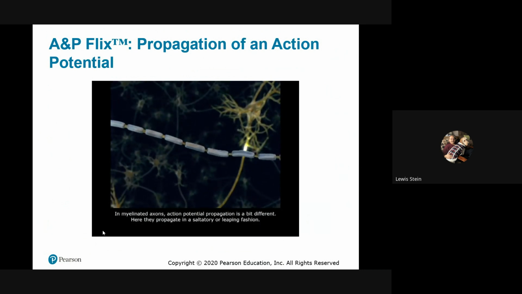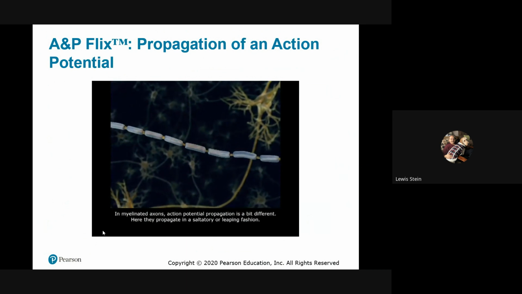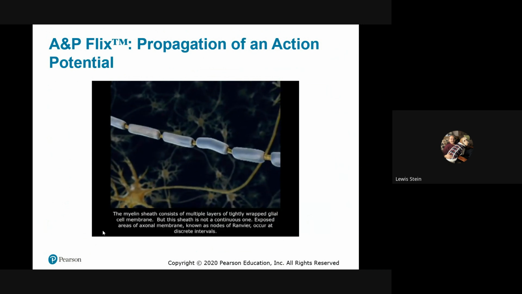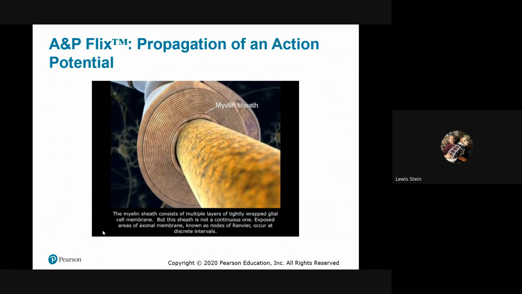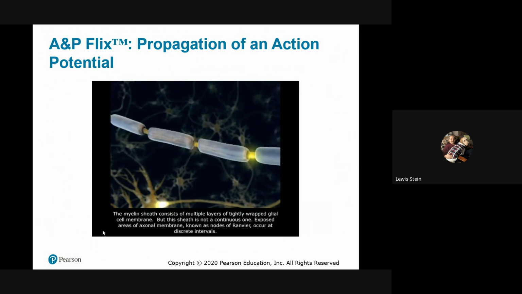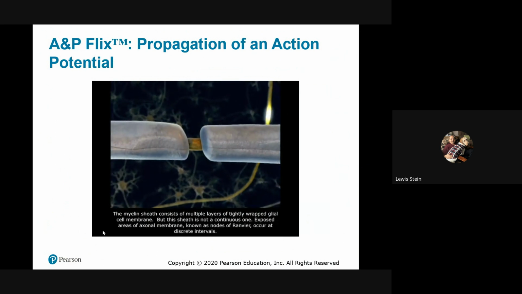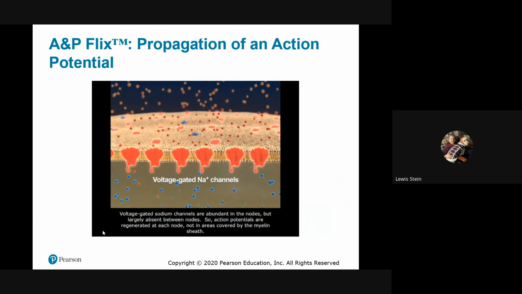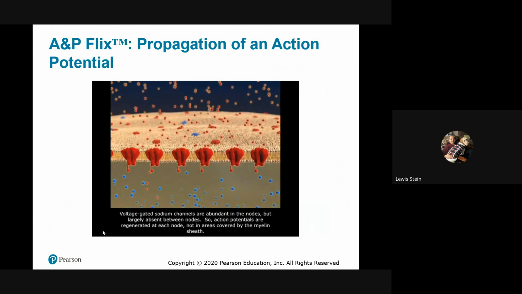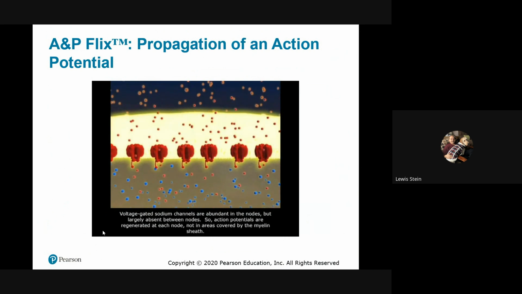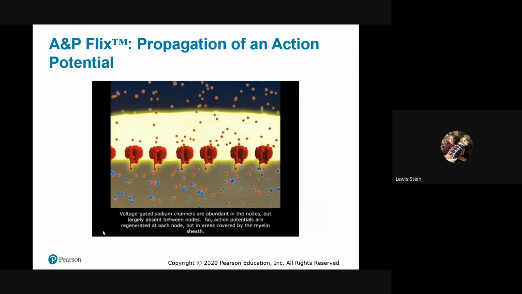In myelinated axons, action potential propagation is a bit different. Here they propagate in a saltatory, or leaping, fashion. Great view of the tightly wrapped layers of glial cell membrane. The myelin sheath consists of multiple layers of myelin, but this sheath is not a continuous one. Exposed areas of axonal membrane, known as nodes of Ranvier, occur at discrete intervals. Voltage-gated sodium channels are abundant in the nodes, but largely absent between nodes. So, action potentials are regenerated at each node, not in areas covered by the myelin sheath.